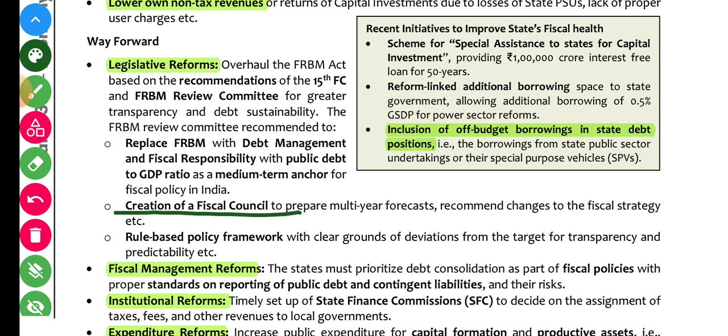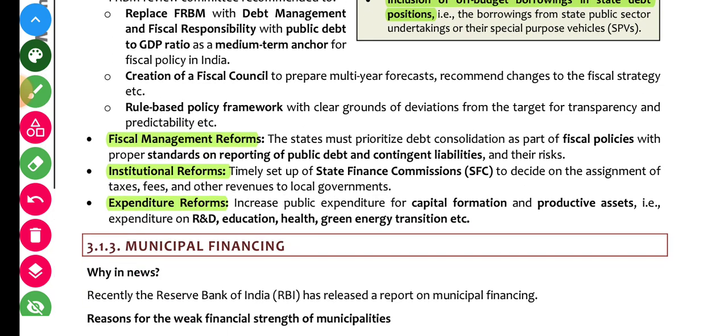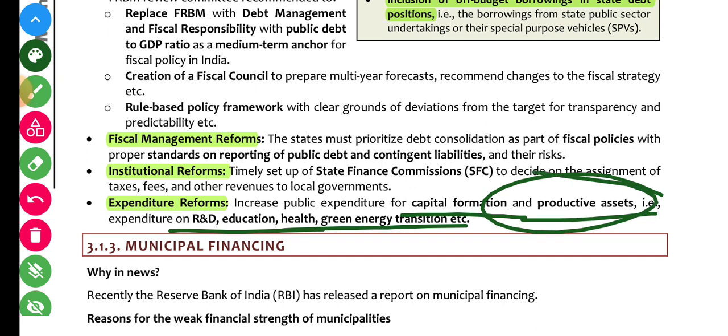Next is the creation of a Fiscal Council and a rule-based policy framework, which can maintain transparency and predictability in the system. Okay, and fiscal management reforms: fiscal policies with proper standards on reporting of public debt and contingent liabilities, institutional reforms and expenditure reforms. So you can remember expenditure reforms like growth of R&D, education, health sector, green energy transition, capital formation and productive assets. So you can remember these points.